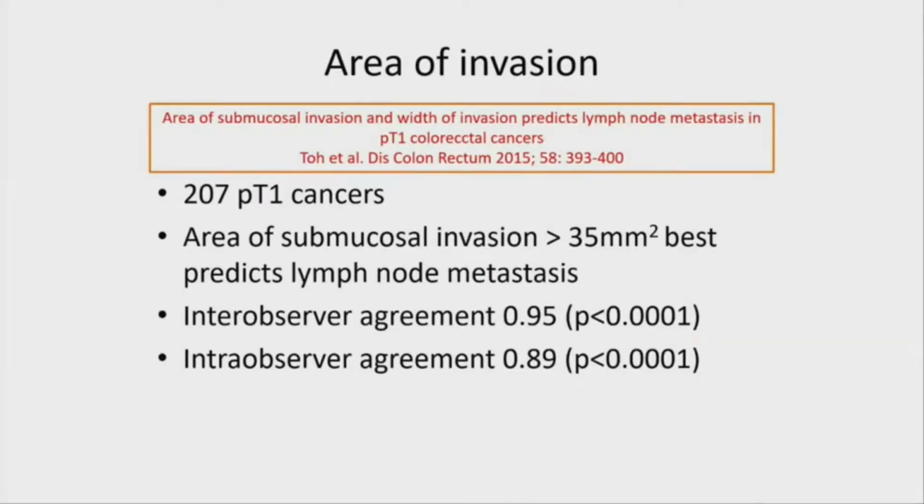A Leeds study published a few years ago looked at 207 PT1 cancers with assessment of risk developed on the idea that an area of submucosal invasion is better evaluation. They evaluated more than 35 millimeters squared as best predicting lymph node metastasis.